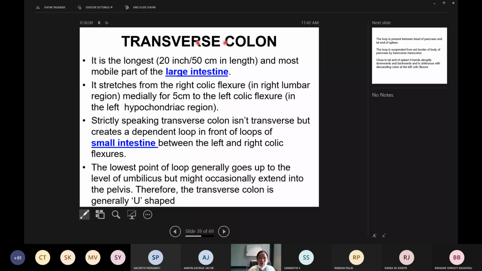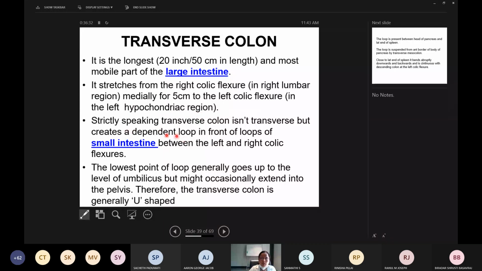Next you have got the transverse colon. This is the longest part, around 50 centimeters in length, and it is the most mobile part of the large intestine. It stretches between the right colic flexure and the left colic flexure, from the right colic flexure in the right lumbar region medially to the left colic flexure. The left colic flexure, we have told, is at a higher level, situated in the left hypochondriac region.